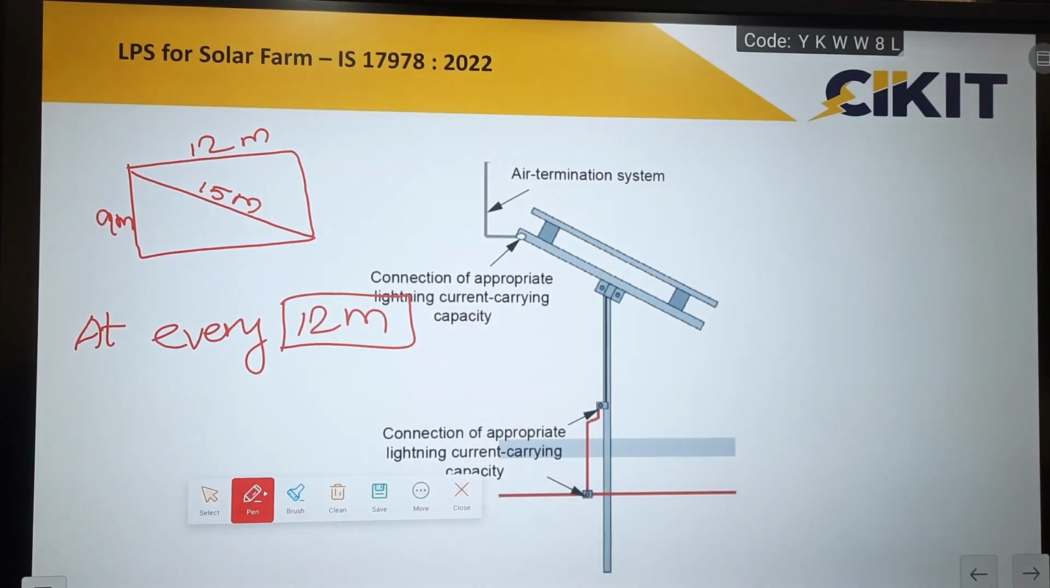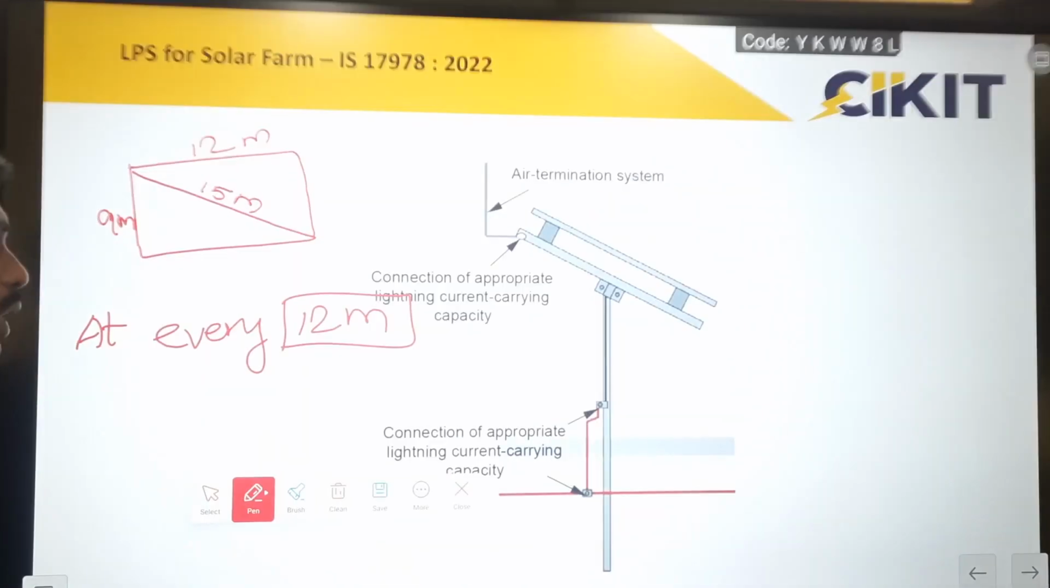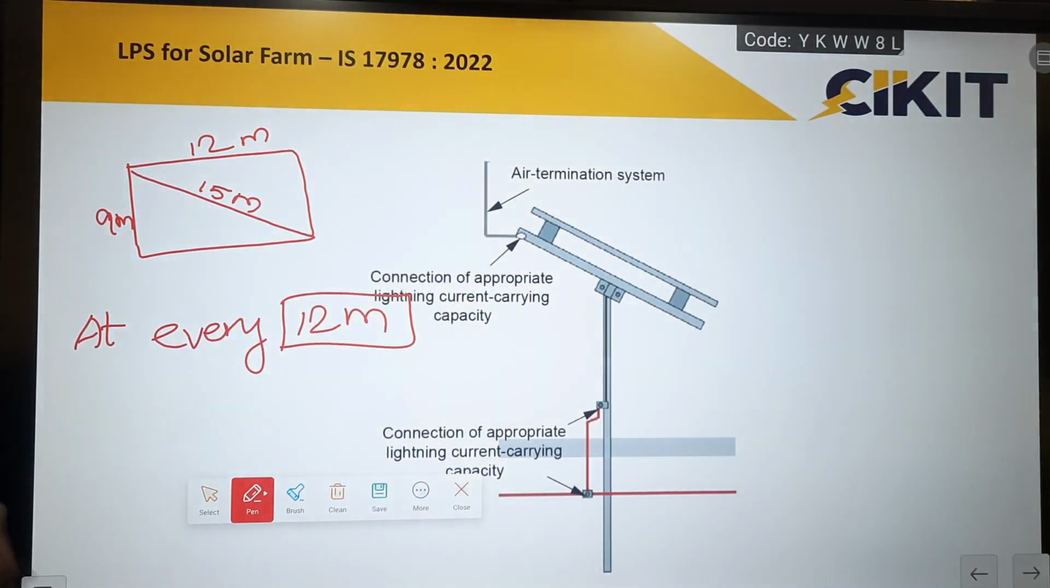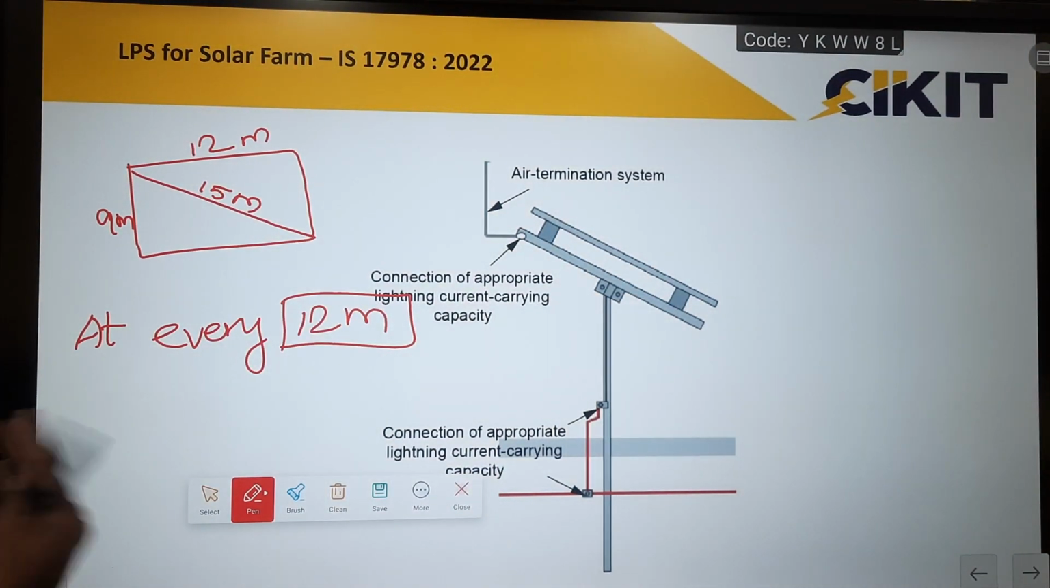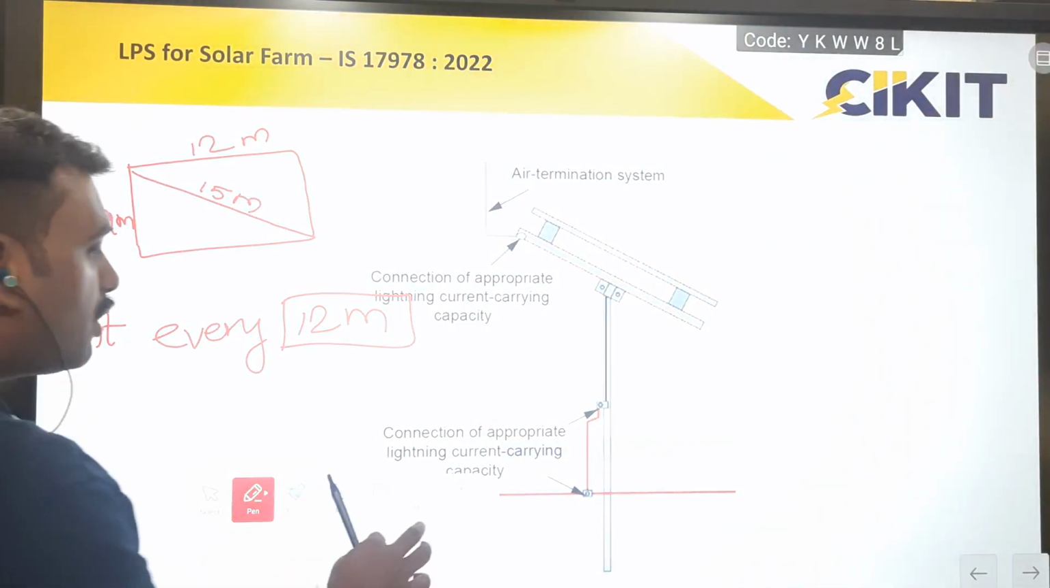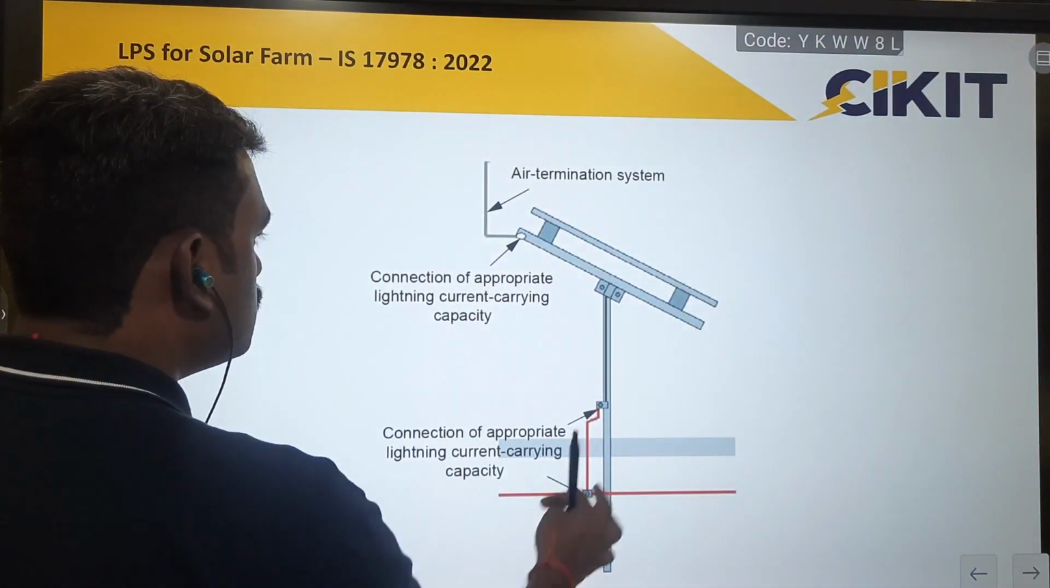If I use this rolling sphere method for huge megawatt scale projects, then the number of air terminals required for the particular site itself will be in the range of a few thousand. Since the distance is only 12 meters, this is one of the reasons for not preferring the rolling sphere method for these bigger capacity solar plants.